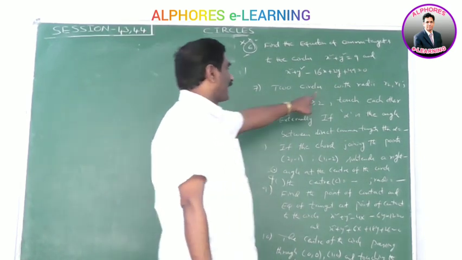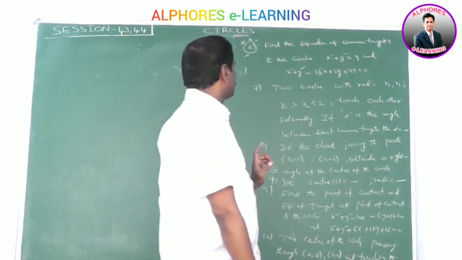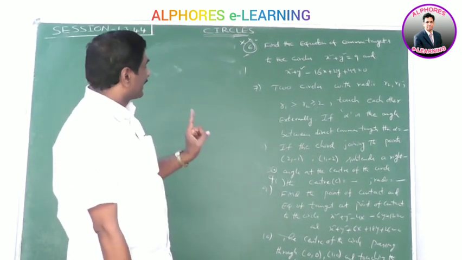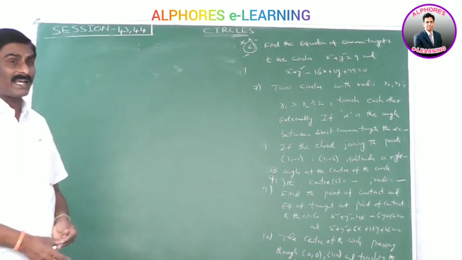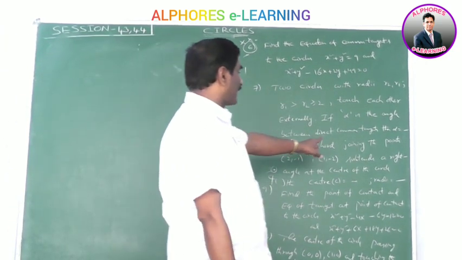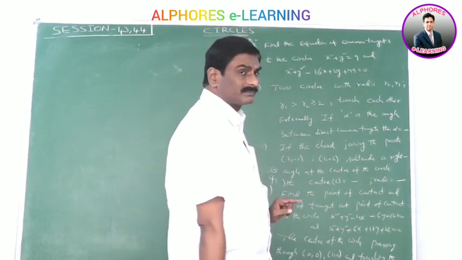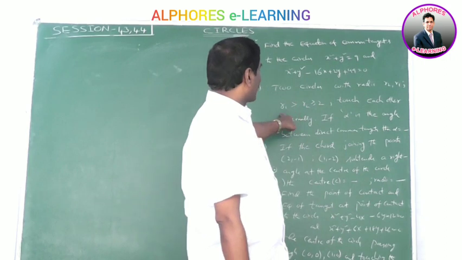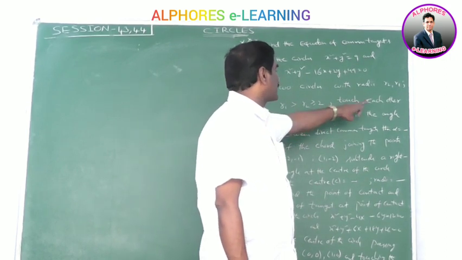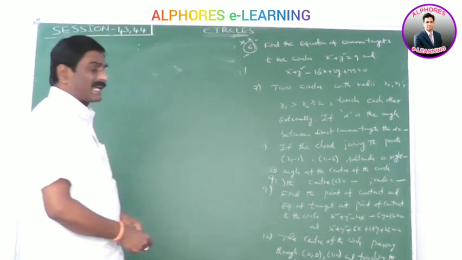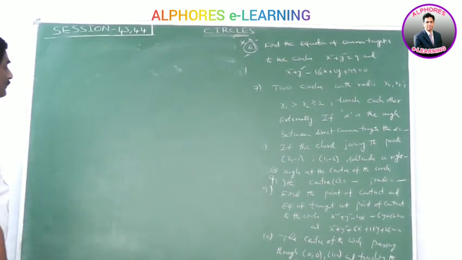Two circles with radii r2 comma r1, r1 greater than r2 greater than or equal to 2, touch each other externally. If alpha is the angle between the direct common tangents, then alpha is equal to dash.